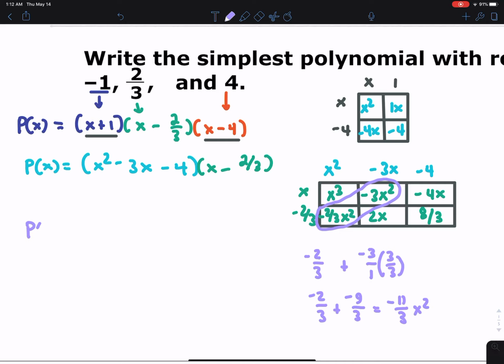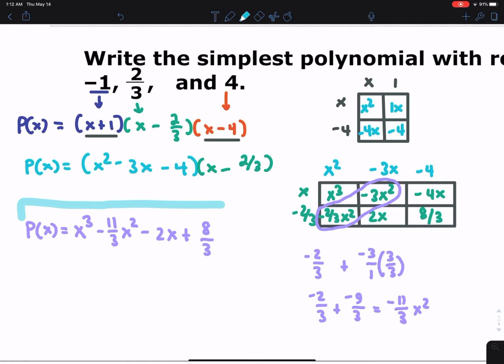So our polynomial, the simplest polynomial with roots of negative 1, 2/3, and 4, is going to be x to the third minus 11/3 x squared minus 2x plus 8/3. There's your simplest polynomial with the given roots.